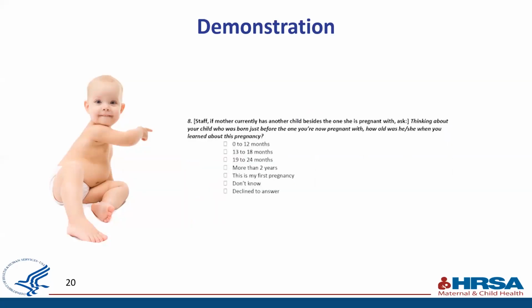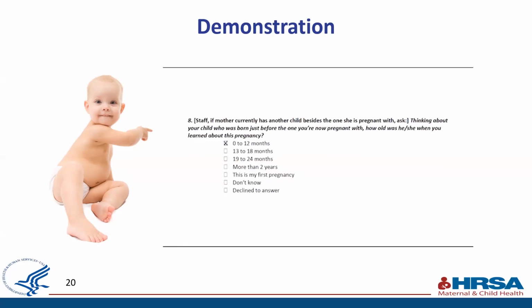Please note you should only ask question 8 if the participant has another child other than the one she is currently pregnant with. Thinking about your child who was born just before the one you're now pregnant with, how old was he or she when you learned about this pregnancy? Was it 0 to 12 months, 13 to 18 months, 19 to 24 months, more than 2 years? This is my first pregnancy, don't know, or decline to answer. 0 to 12. Okay, thank you.